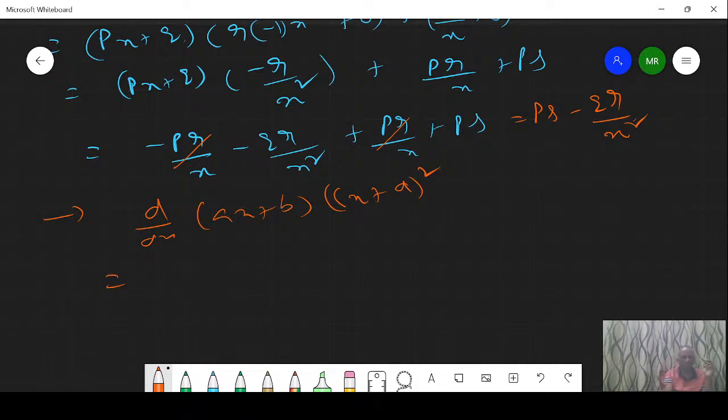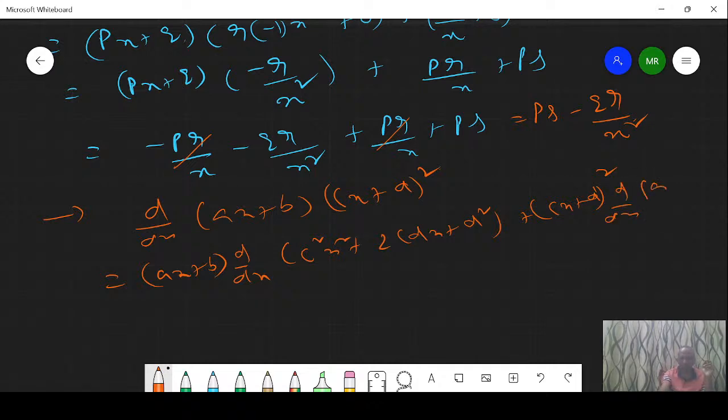When I have taken like this, use product rule. (ax + b) into d by dx of (cx + d) whole square, which will be c square x square plus 2cdx plus d square, plus (cx + d) whole square into d by dx of (ax + b). I have written like this. So this is the simple concept, d by dx of (ax + b).